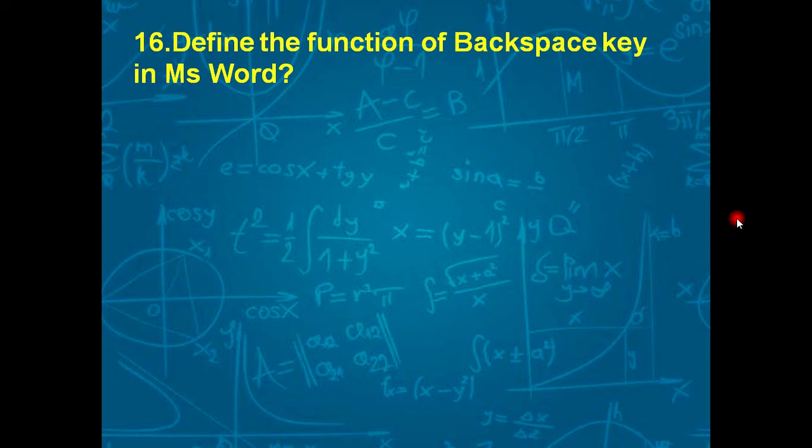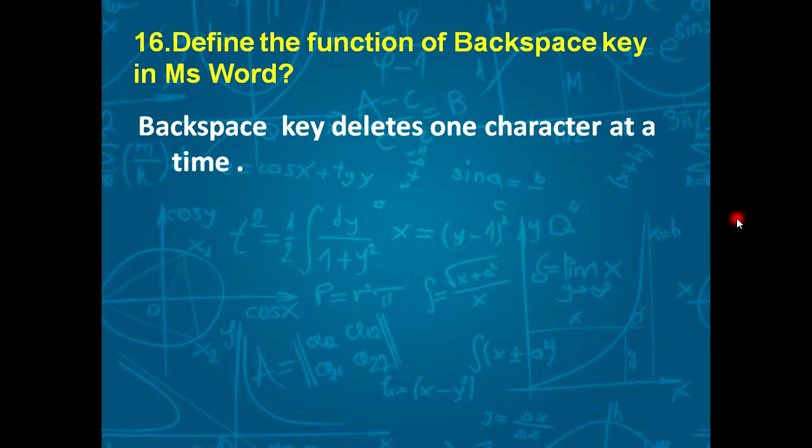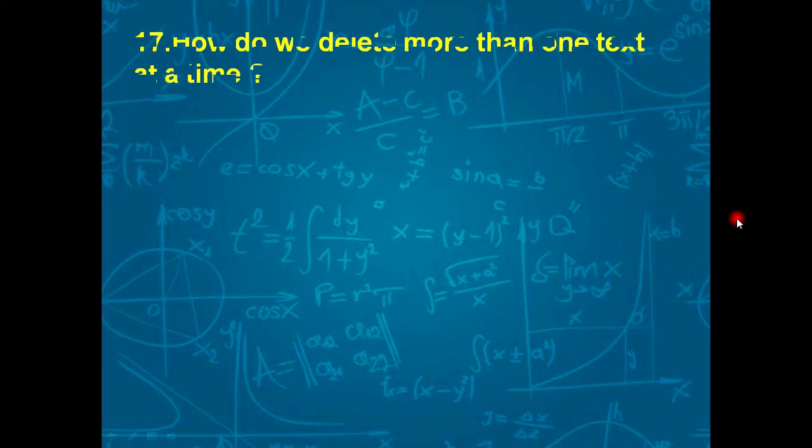Define the function of backspace key in Microsoft Word. What is the function of backspace key? Backspace key is also used to delete the text, but it deletes one by one. Like it moves backward, it deletes your text one by one. So this is the function. Backspace key deletes one character at a time. One character means one alphabet.